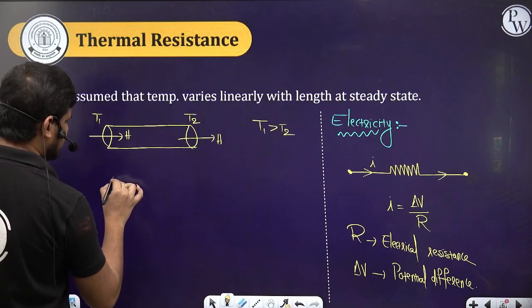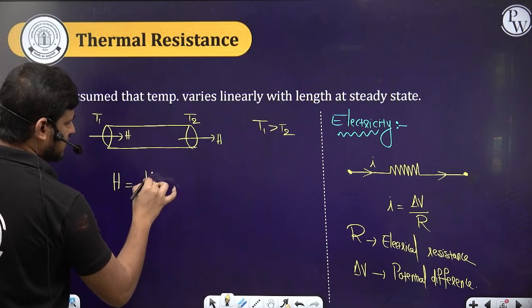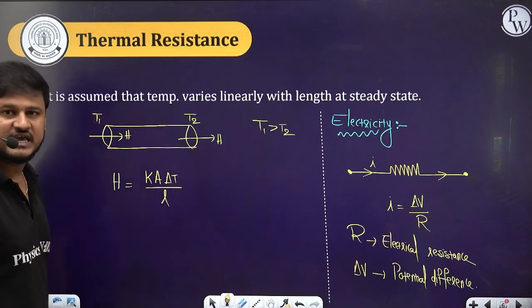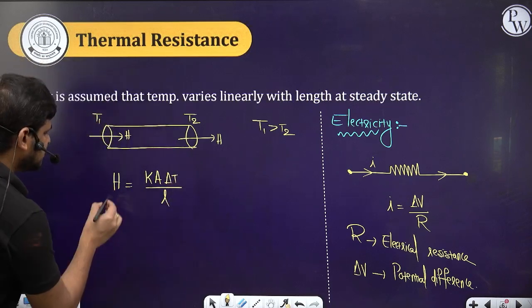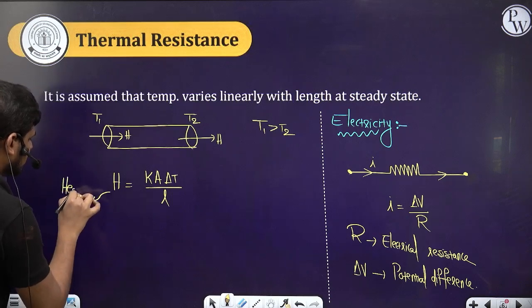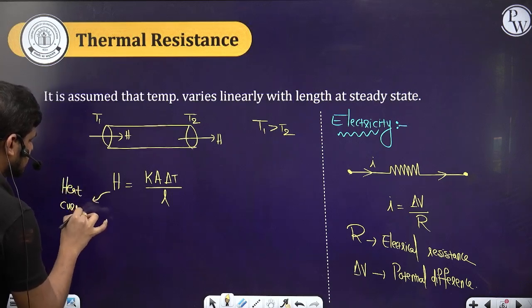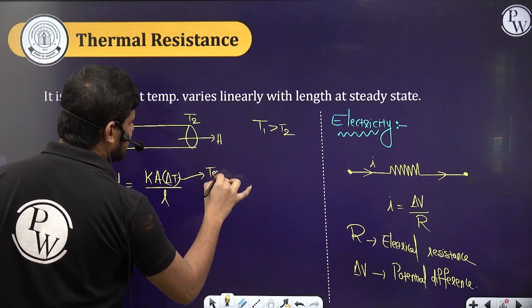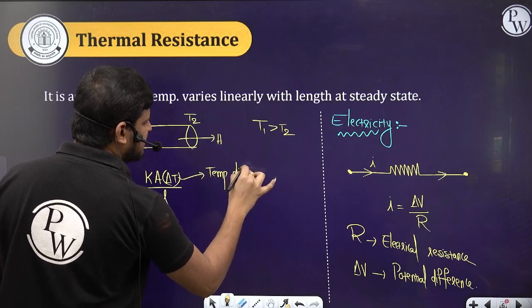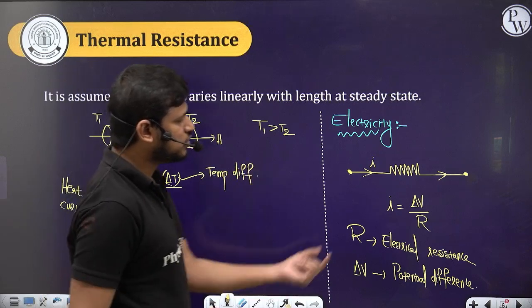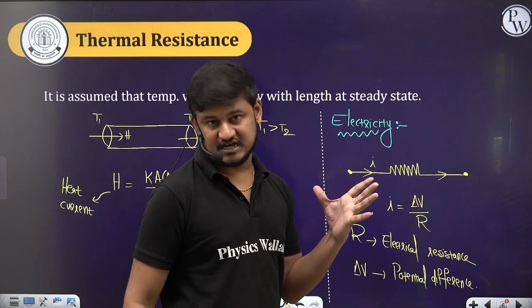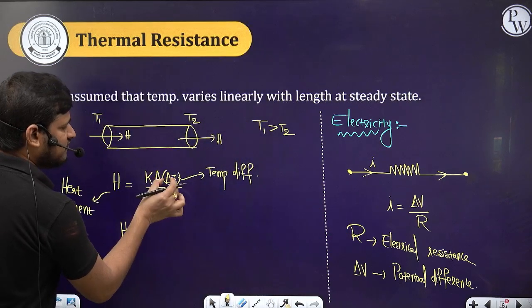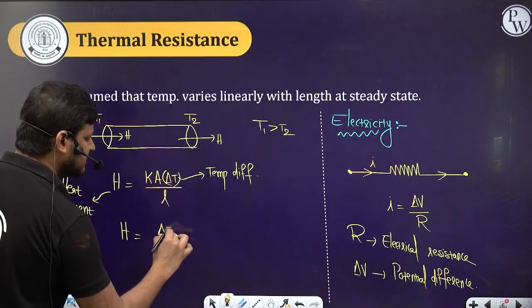Observe carefully: the heat current H equals kA delta T by L. This is the heat current, and delta T is the temperature difference. Due to the temperature difference, the heat current flows, just as here the electric current flows due to the potential difference.